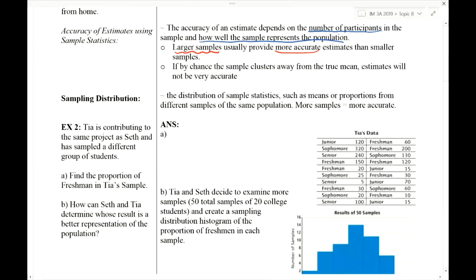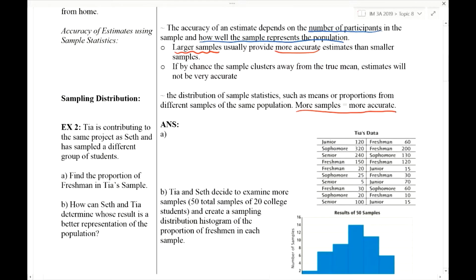So this is collecting a variety of samples and then finding the averages of those samples. So the distribution of sample statistics, such as means or proportions from different samples of the same population. The more samples that we take, the more accurate our results will become if we average those things together.